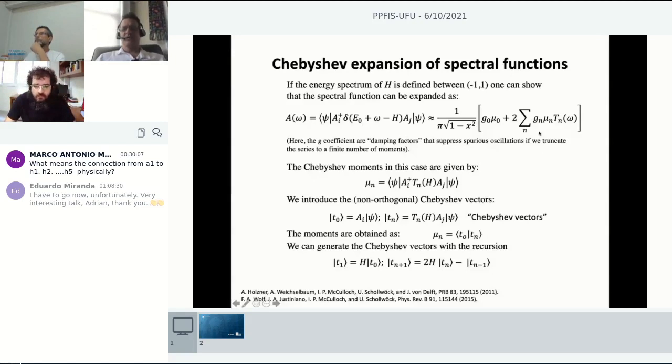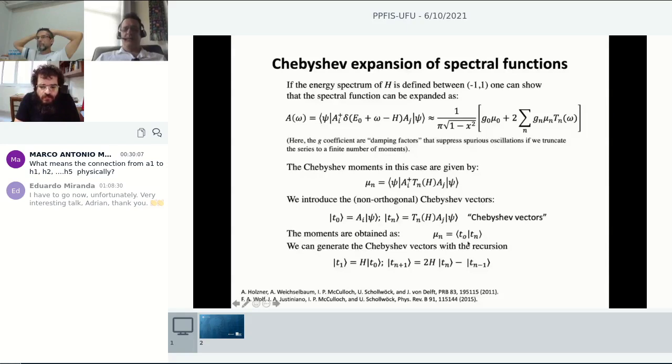Now what we have to do is find these coefficients, these Chebyshev moments mu. These Chebyshev moments are given by this: the Chebyshev polynomial of the Hamiltonian between psi and psi on both sides. The trick now is to calculate the following non-orthogonal Chebyshev vectors. I'm going to define some Chebyshev vectors instead of the correction vector. The first Chebyshev vector is going to be A applied to the ground state, and the other Chebyshev vectors are going to be the Chebyshev polynomial of the Hamiltonian times T0. The moments are obtained by calculating the overlap between the Chebyshev vectors.